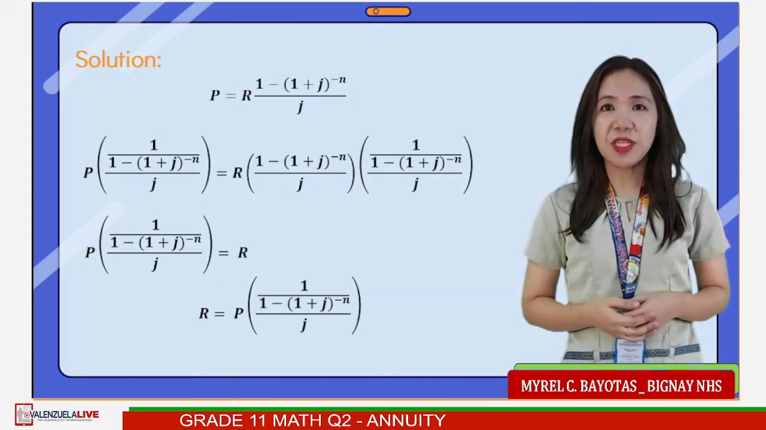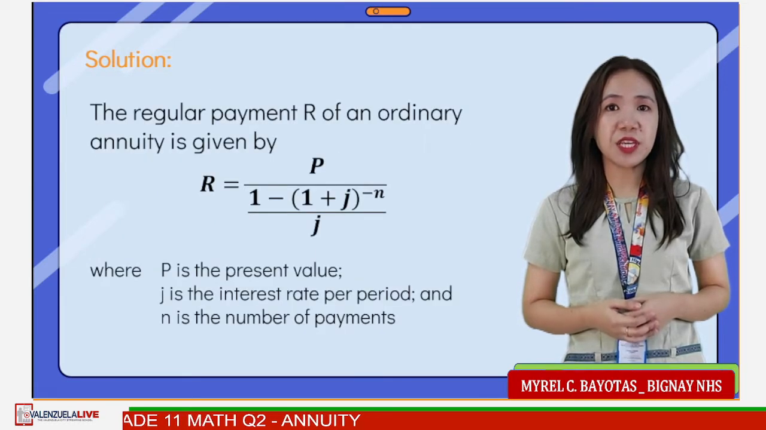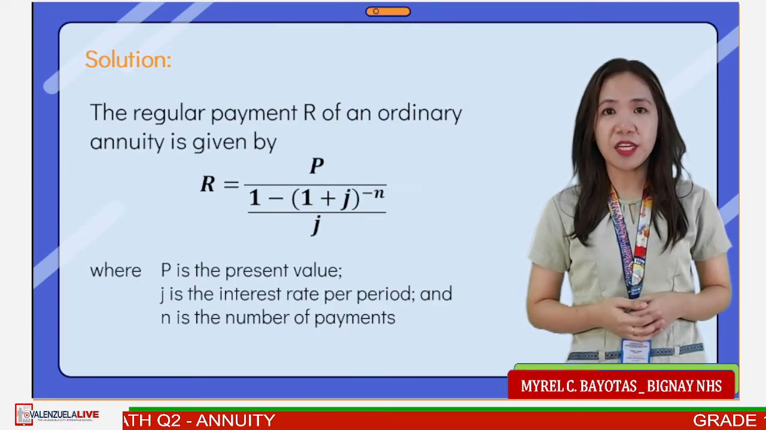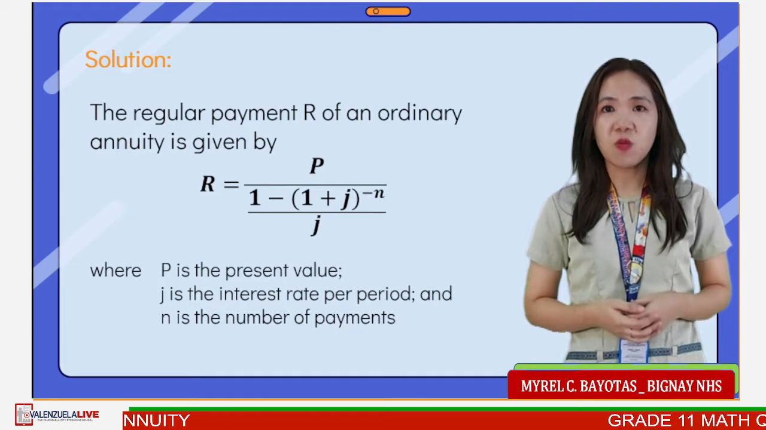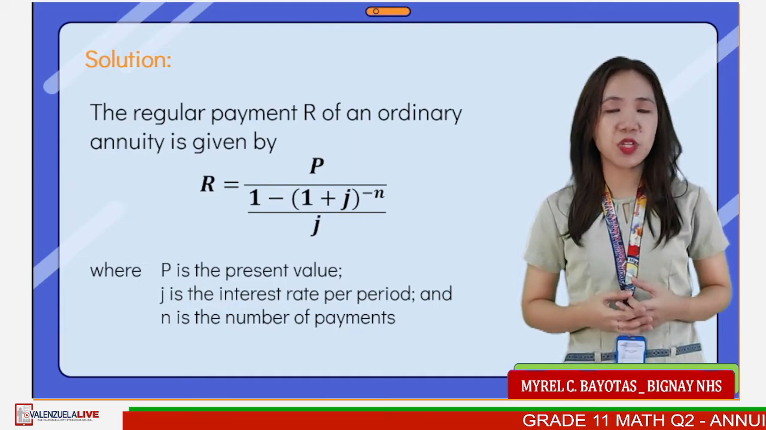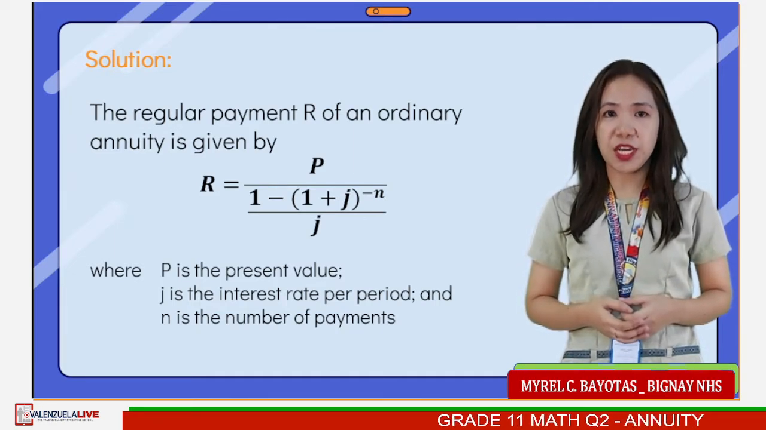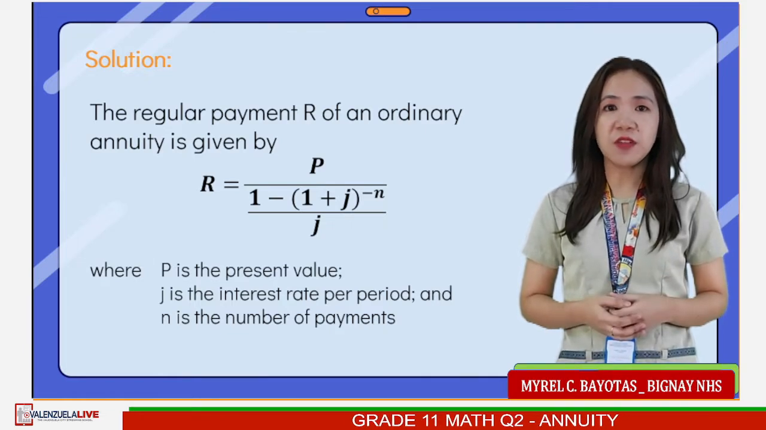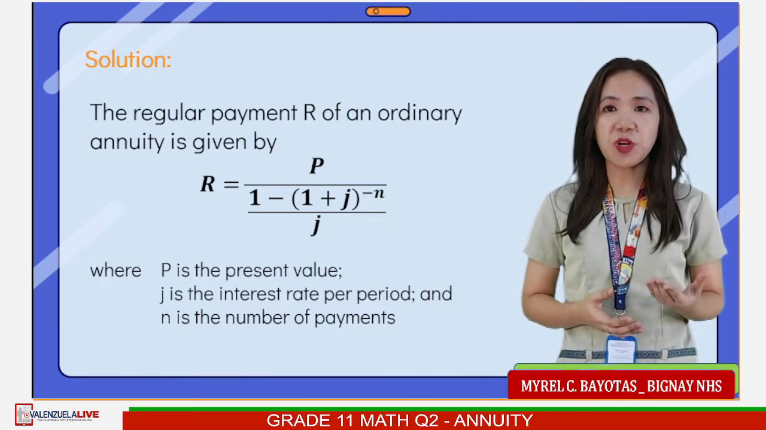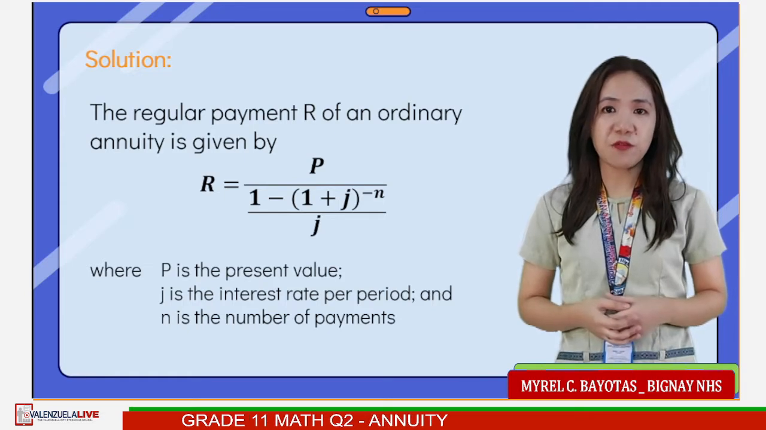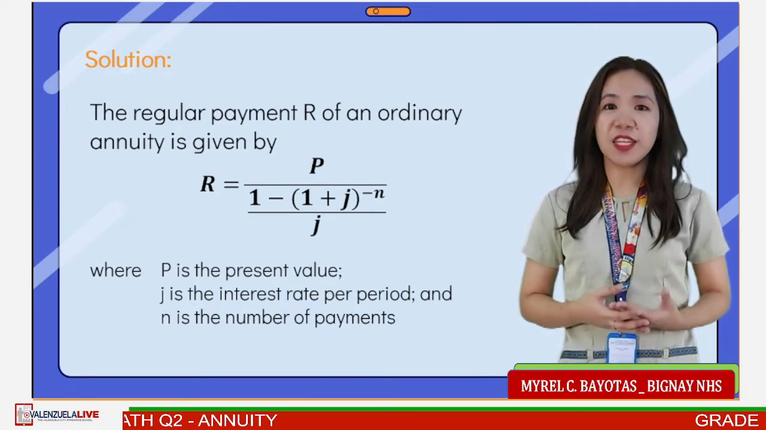The regular payment R of an ordinary annuity is given by the formula R equals P over the quantity of 1 minus (1 plus j) raised to negative n, all over j, where P is the present value, j is the interest rate per period, and n is the number of payments. Now let's write all the given.